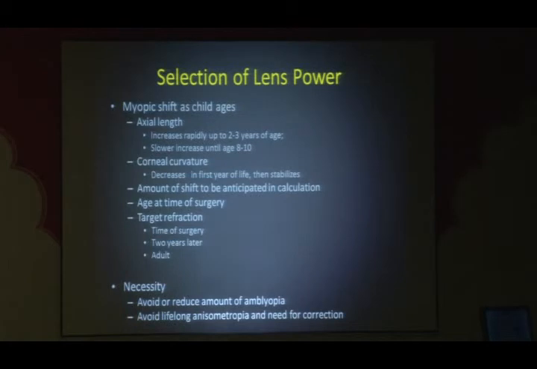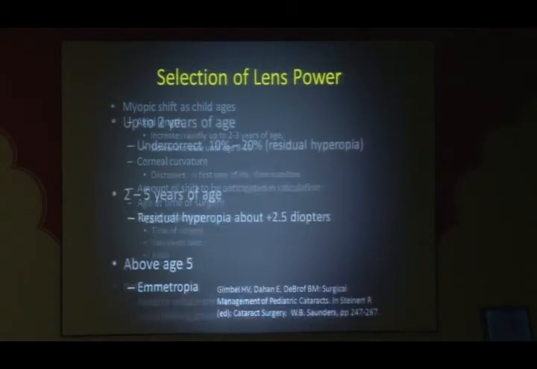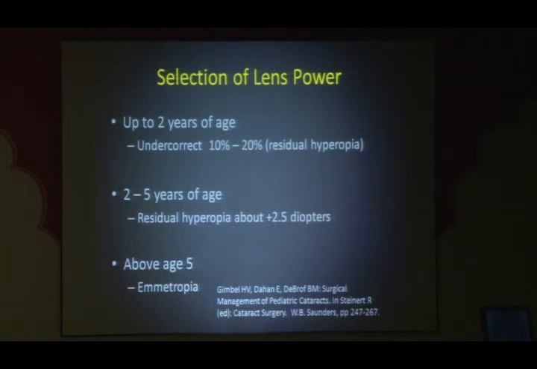Sharma. The axial length increases rapidly up to the age of 2 and slower increase after 10. Corneal curvature is huge at first and then it decreases in the first year of life. This is simply a summary of what Dr. Sharma was talking about. And at the time of surgery, you've got to make that decision because you want to reduce amblyopia and avoid lifelong anisometropia.